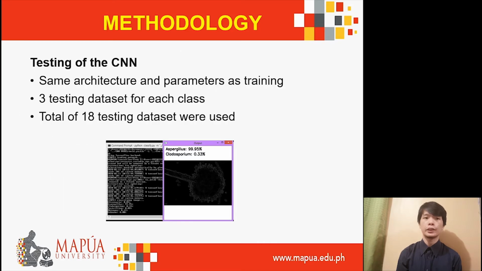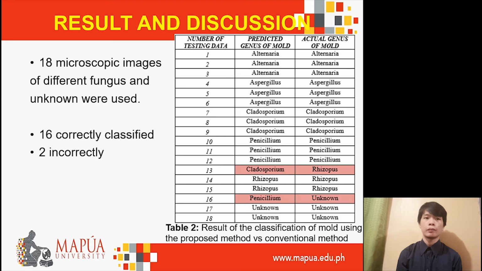Next is testing of the CNN or classification part. Same architecture were used. There are 3 testing datasets for each class, so a total of 18 images. Results and discussion. 18 testing images were used. Out of 18, 16 were correctly classified by the CNN and 2 were incorrectly classified. Table 2 shows the result of the proposed method versus conventional method. Number 13 and 16 were the incorrectly classified.